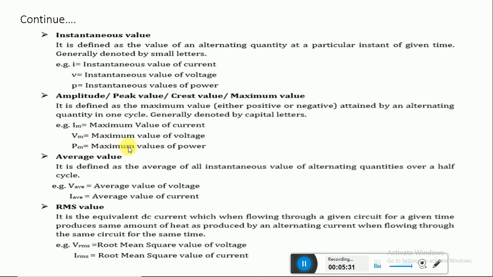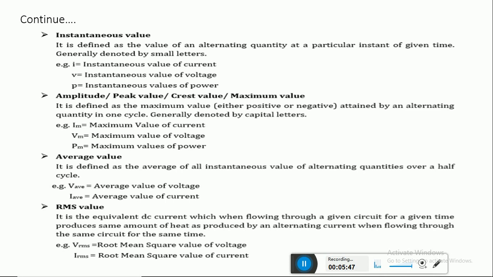Now PM indicates the maximum value of the power. Now the next term is average value. It is defined as the average of the instantaneous value of the alternating quantities over a half cycle. Means you will get an average value.